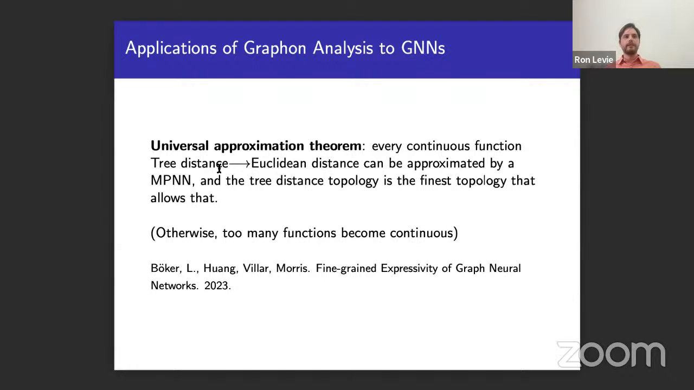And in some sense, the topology that comes from tree distance is the finest topology that allows universal approximation. If you take a finer topology, a topology in which things are more far apart, then it is easier to be continuous, right? Because the more far apart the points in the space are, the easier it is to be continuous. You have fewer jumps, so to speak, for functions. And then you have too many continuous functions and you cannot approximate them with the message passing network. So the tree distance topology is the finest topology in which you have universal approximation.